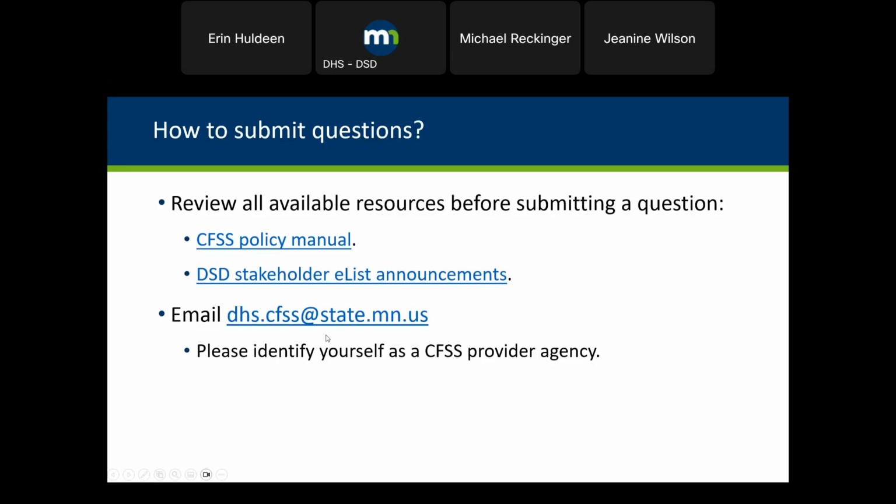We do, like I said, get a large volume of questions, so sometimes it takes us a few days to respond to the emails, but know that those are being seen, and we have a team of people looking at those emails. When you email us, we ask that you identify yourself as a CFSS provider. This email address, we're getting emails from FMS providers, lead agencies, individuals receiving services, consultation services, and CFSS provider agencies. So it's helpful to us if we know who is emailing us. If you're emailing as a CFSS provider agency, just identify that at the start of your email so we can best answer your question.